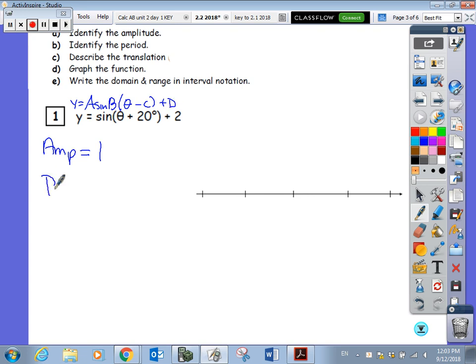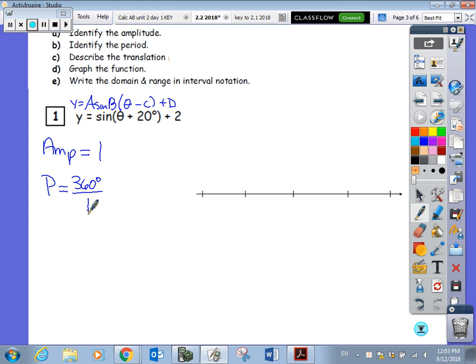The period, we look at B to determine our period. Yesterday C was 0. There was nothing there, so that's why you had to be told. Today there's something there, so you have to figure it out. Never will you get to pick which one you like the best. You'll either be told or you have to use the correct one. You don't get to pick. So the period is 360 degrees over B. B is the number right here, which is 1.